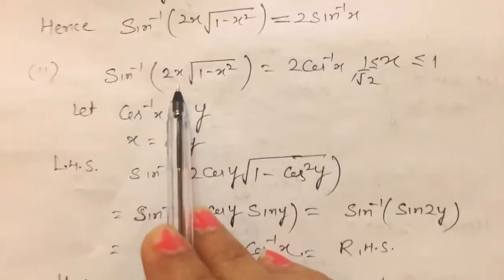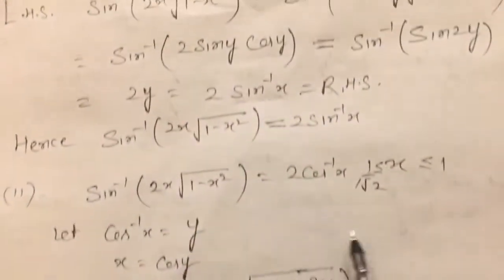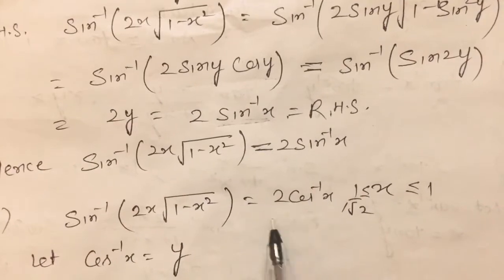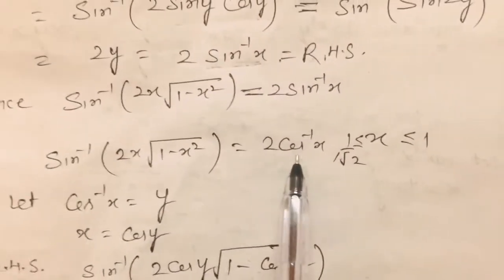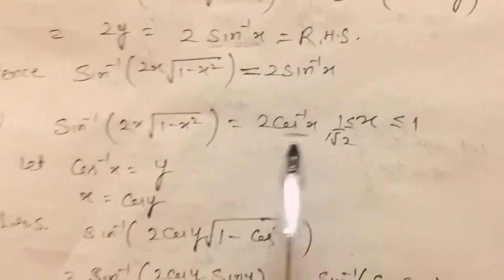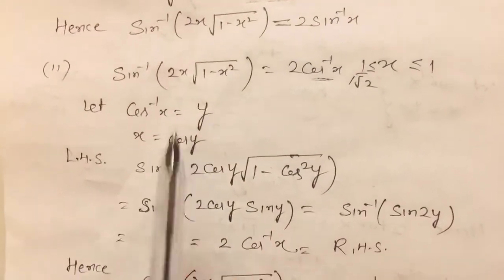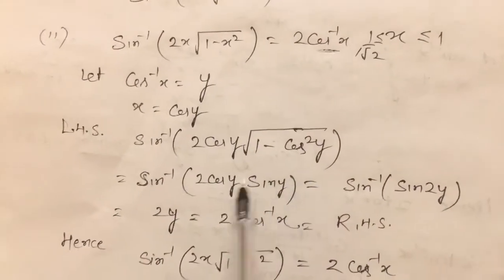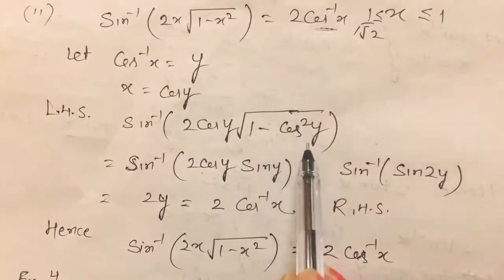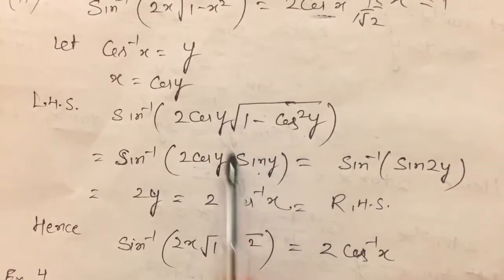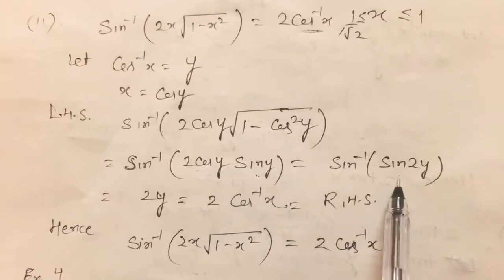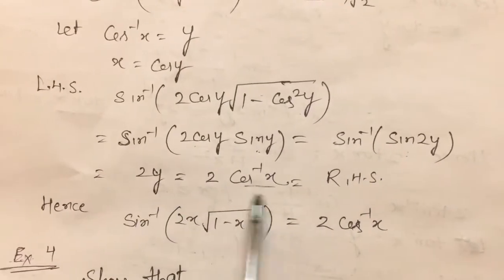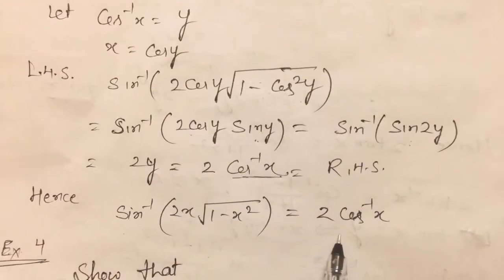Now come to the next, the second. Sin inverse 2x into square root of 1 minus x square, same. We can write this is equal to 2 cos inverse x. If 2 cos inverse x, then we will take cos inverse x as y, then x is equal to cos y, and we will put it in this side. After that, this will be 2 cos y, and 1 minus cos square y is sin square y, the square root of sin square y is sin y. So it will be sin inverse of 2 sin y cos y, which is sin 2y. So it will be 2y, and y is cos inverse x. So this is equal to this, we can write.